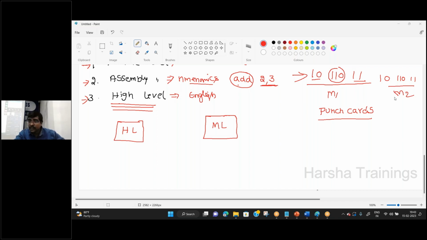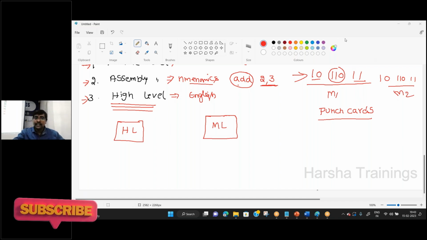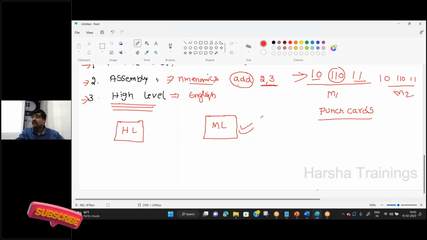Machine level. Any others? Yes. Remember, the answer is machine level. Now I will explain why.